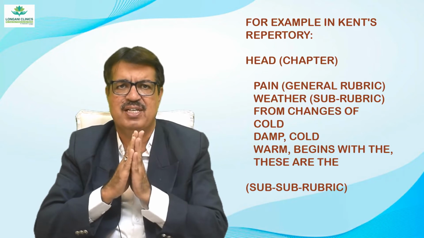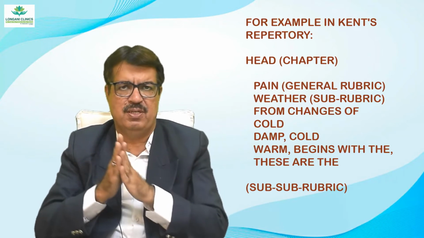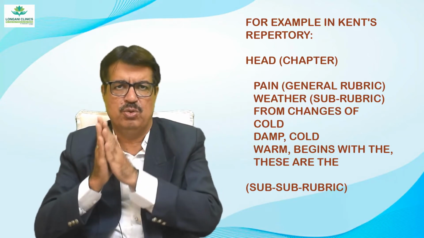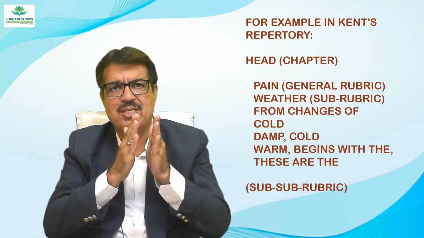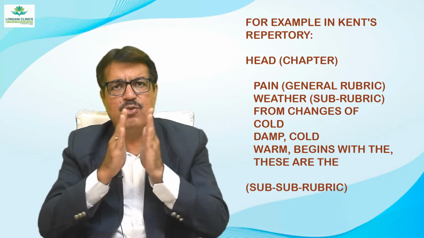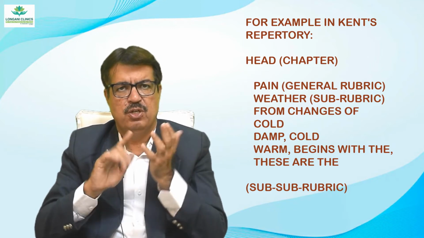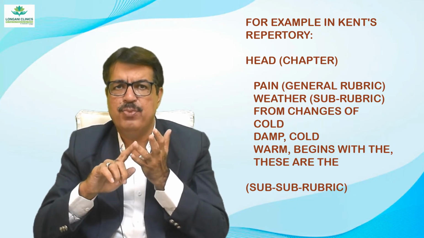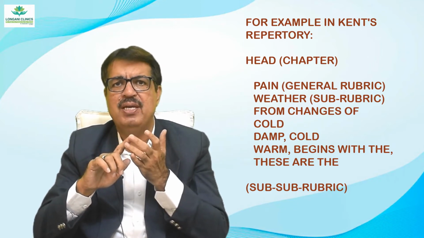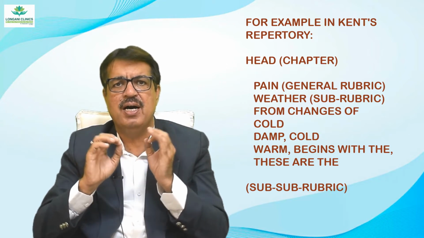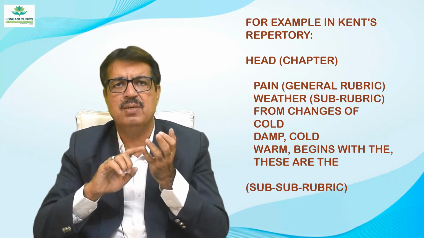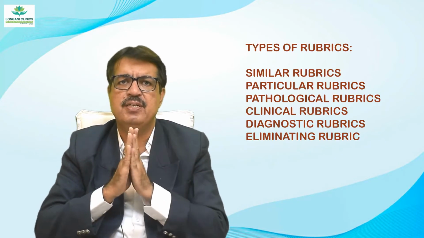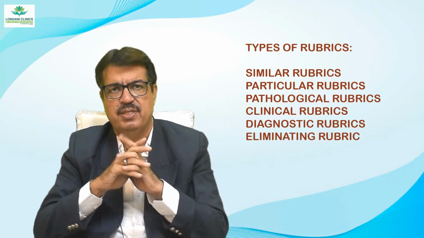Now we'll see, for example, the head chapter. Pain is a general rubric. Weather is a sub-rubric. From change of weather, cold, damp cold, warm begins with the. These are the sub-sub-rubrics.